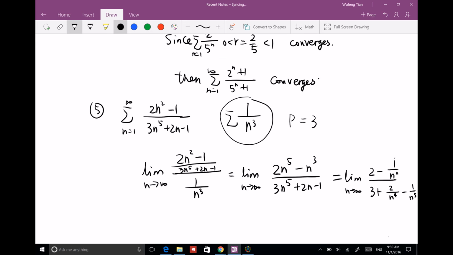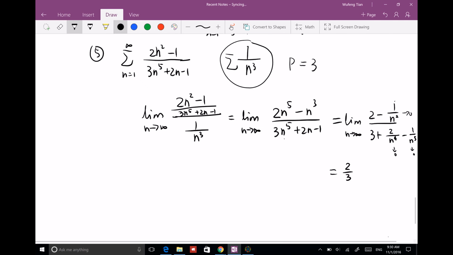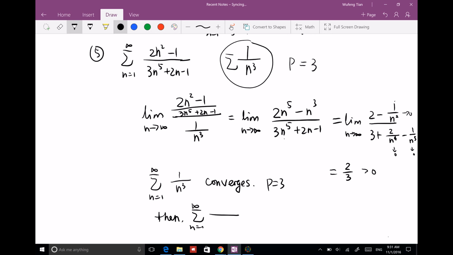So if you divide everything by n to the power 5, everything else goes to 0 except the n to the power 5 terms. This is 2, this is a 3, but this goes to 0, this goes to 0, this goes to 0 because n goes to infinity. So just 2/3, and this is a constant, bigger than 0. So now we have the same convergence. With n from 1 to infinity, 1 over n cubed converges. Very good, Travis, thank you very much. Since p equals 3, the series from n equals 1 to infinity of 2n squared minus 1 over 3n to the power 5 plus 2n minus 1 also converges.